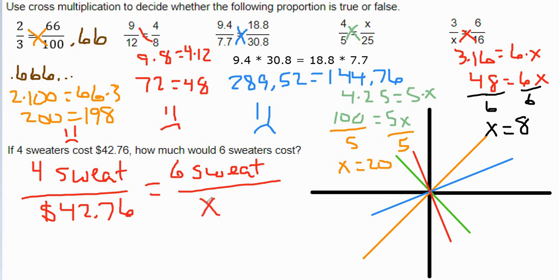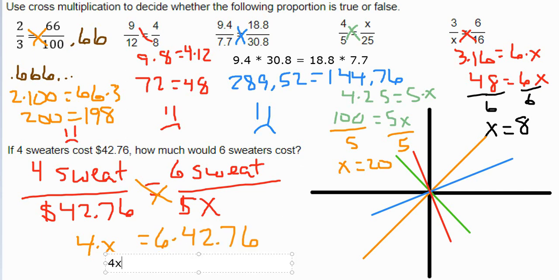Over the x cost, we don't know what the money is. So notice I put sweaters over money is going to equal sweaters over money. So now we cross multiply. 4 times x, and I'm not going to worry about the labeling of the units anymore, and then 6 times 42.76. That would be 4x equals 256.56. And then we're going to divide both sides by 4. I usually write this as a fraction. 256.56 divided by 4 is $64.14.